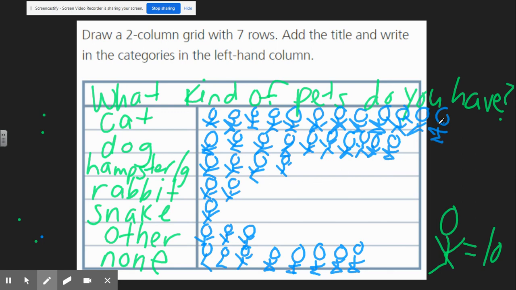Which one had the least? The snake, yes, only had 10. How many people had rabbits? If one person equals 10, let's count. We have 10, 20. So 20 people had rabbits, okay?